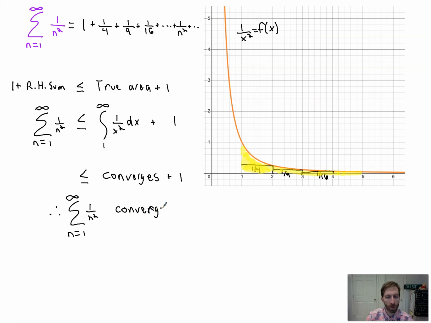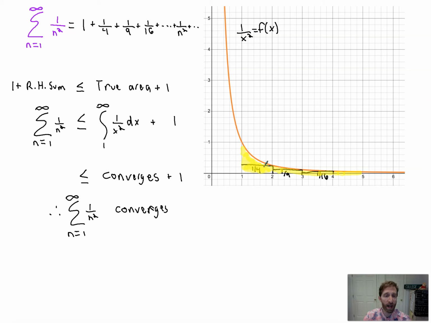So what I'm showing you is we've got that one-to-one relationship that if we've got a positive, continuous, and decreasing function that we're taking the series of, and that function fits all those bills and converges, then so does the series. If it diverges, then so does the series.